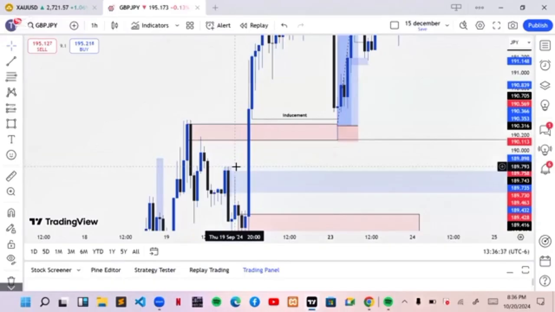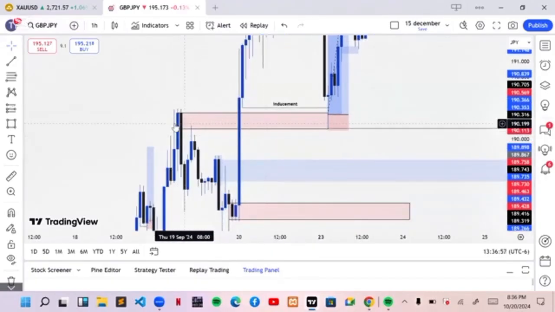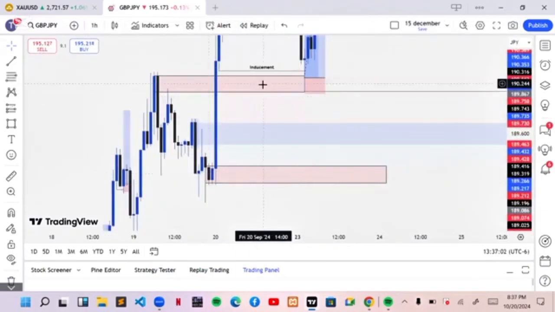The second rule says it has to have liquidity or inducement. Our inducement is present. The third rule says the point of interest needs to be unmitigated, meaning that price must not have touched that point of interest after the shift in market structure or break of structure. The inducement is right here. Our breaker block was never mitigated during the first pullback. So this breaker block is valid to be used as an entry, and this other block down here is also valid to be used as an entry.